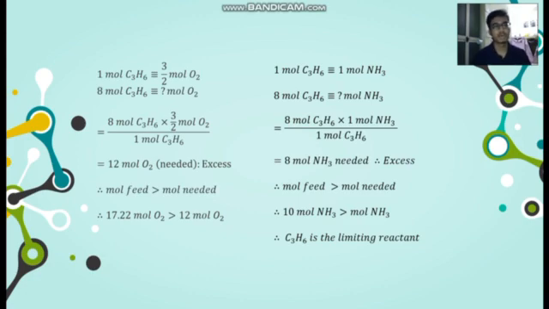So 1 mole of propylene reacts with 3/2 mole of oxygen. So how do I find it? 8 mole of propylene reacts with how many moles of O2? The O2 here is what we need to find out. So 8 mole of propylene times 3/2 mole of O2, divided by 1 mole of propylene. The mole propylene cancels out, and we get 12 mole of O2 needed. It is known as excess because the mole fed is more than the mole needed.